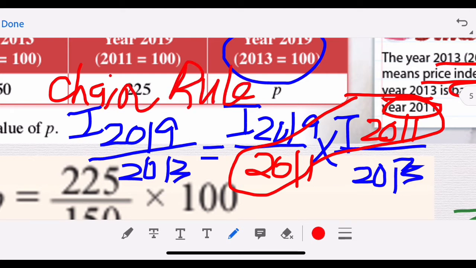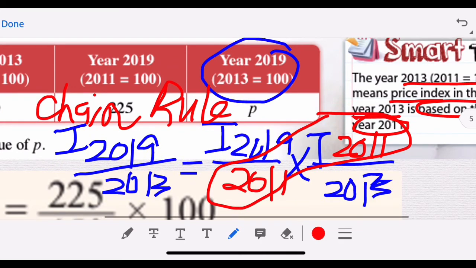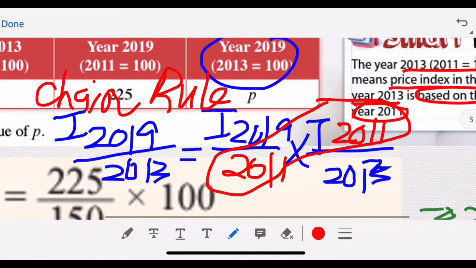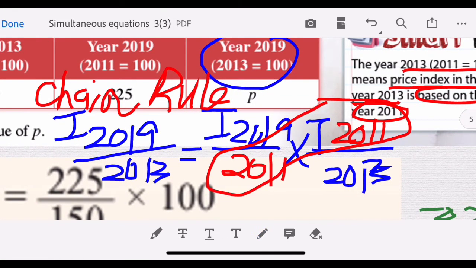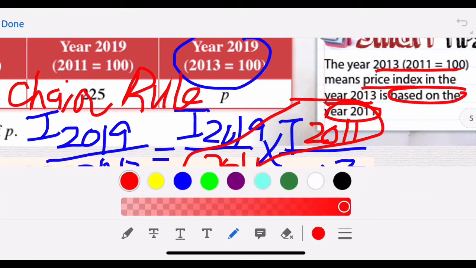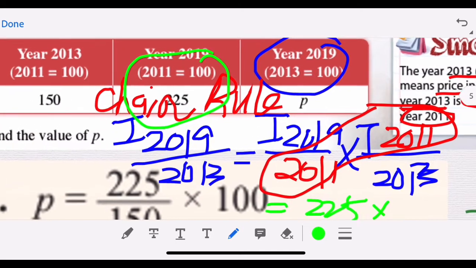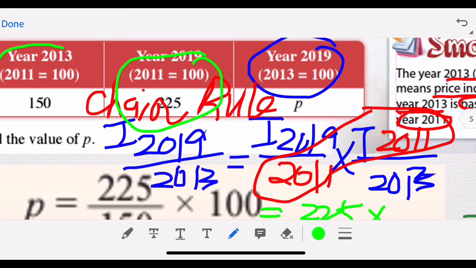Okay, now I change them up. So I just plug in. 2019 based on 2011, I can read from the table. It's this one, you can see it is given here. 2019 based on 2011, I'm getting 225. And then 2011 based on 2013, which is actually not 2013 based on 2011.